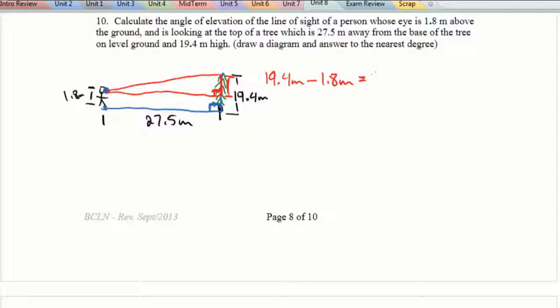So if I had 19.4 and I subtracted 1.8, I'd end up with 17.6. So my triangle really looks like this. This is 17.6, this is 27.5, and it's asking me to find the angle of elevation, my right angle here. So I'm confident you guys can do that.